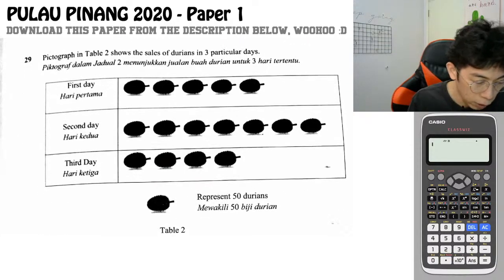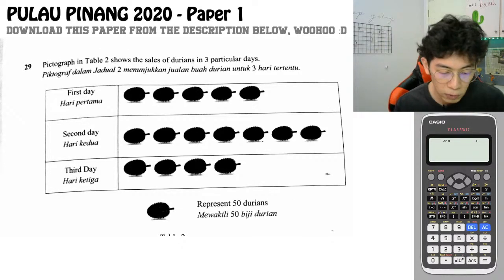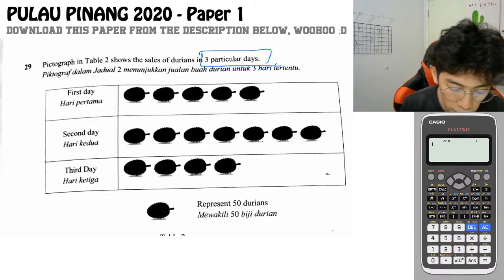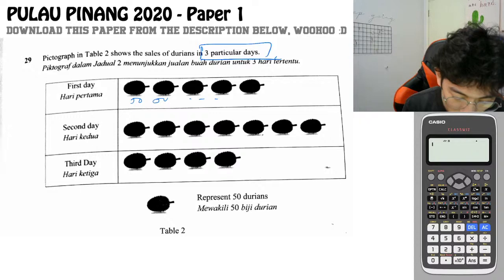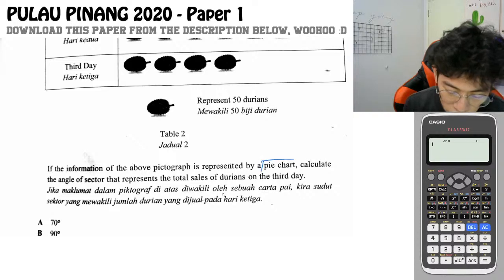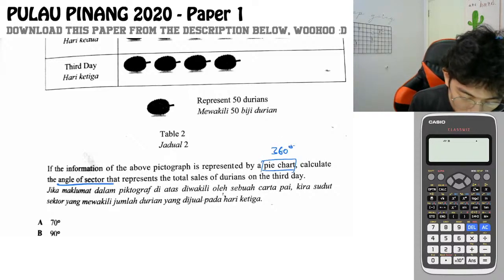Okay, 29. Quick. The pictogram in Table 2 shows the sales of durians on 3 particular days. A student might say, teacher, I put 50, 50, 50 all the way. You can do that, but don't waste your time. Let's see what they want first. If the information of the above pictogram is represented by a pie chart, it means you have to make it 360. Calculate the angle of the sector that represents the total sales on the third day.